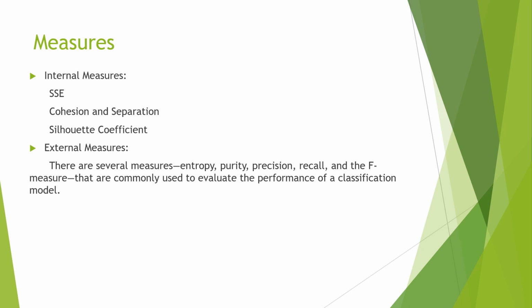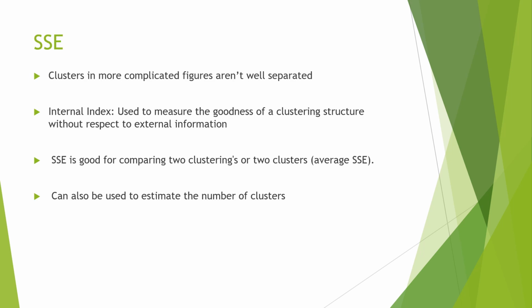One is the internal measure. In internal measure, we measure the goodness of a clustering structure without respect to external information. The examples are the sum of squared error method, cohesion and separation, and Silhouette quotient. And the other type of measure that we use for cluster validity is external measures. There are several measures like entropy, purity, precision, which are commonly used to evaluate the performance of a classification model. But in these slides, I'll be discussing entropy and purity. Let's move to the next slide.